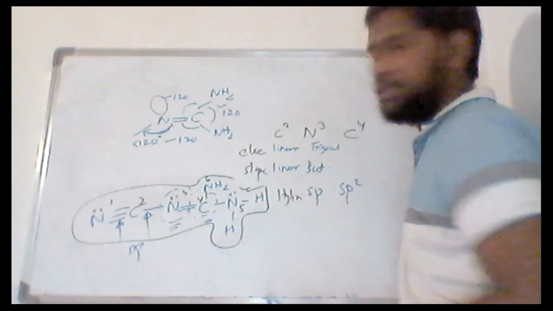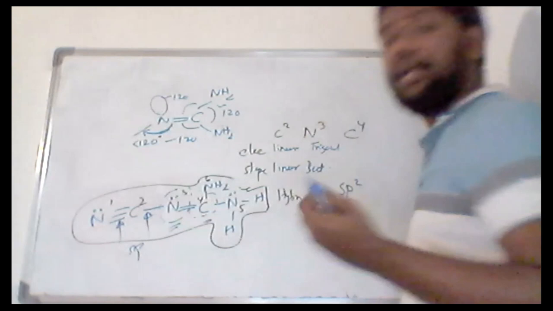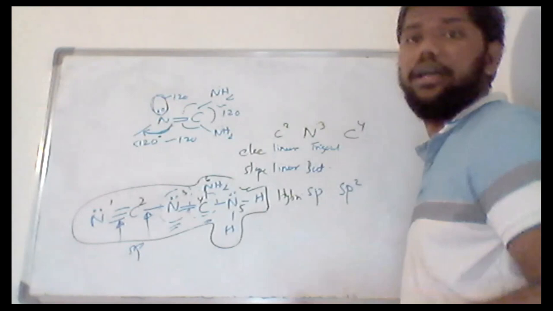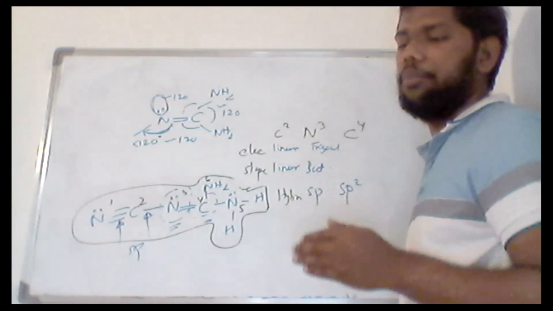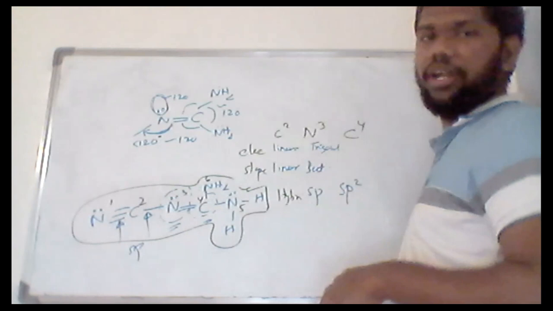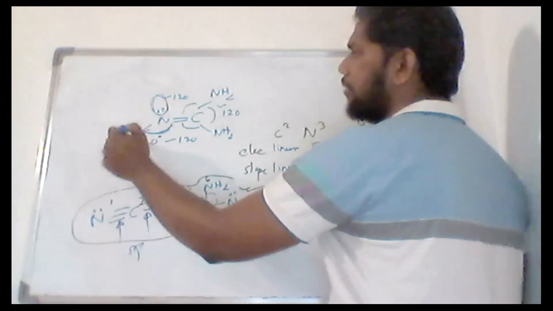But this nitrogen is also sp2. But see, there is a bond angle that is less than 120, because there is a lone pair. I told you when there is a lone pair, the repulsion is higher. Basically, bond pair-bond pair repulsion is the smallest, then bond pair-lone pair, and then lone pair-lone pair. So here there is a lone pair, bond pair repulsion, so this angle should be less than 120. It will be between 115 and 120. And then we have carbon, this nitrogen, this bond is around 180 degrees.